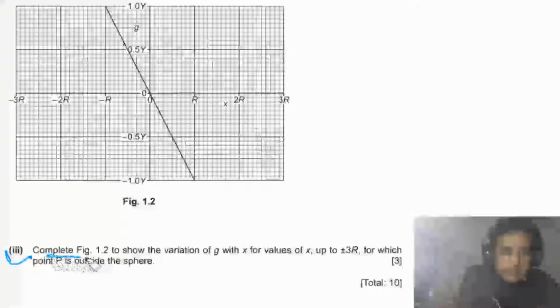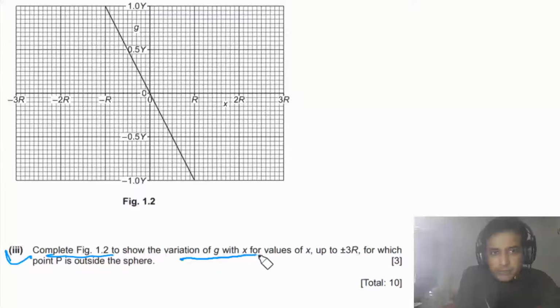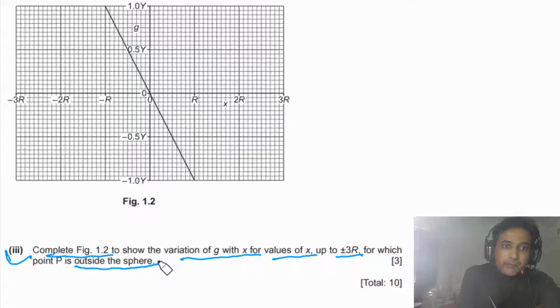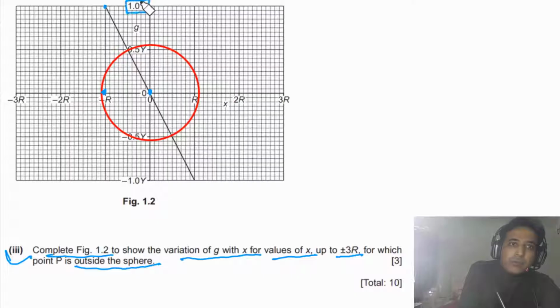Third part says complete figure 1.2 to show the variation of g with x for values of x up to plus minus 3R, for which point P is outside the sphere. So outside the sphere is very important. In order to answer this question, the best way is, first of all, we can sketch the sphere. So this is the sphere, and the value of g is given to us at this point. This is equal to 0, and the value of g at the surface of the planet, here, is equal to 1.0 y.